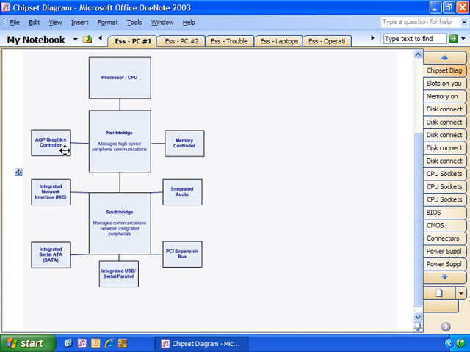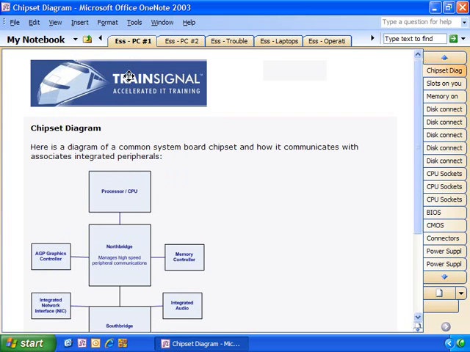So all those integrated peripherals talk to the South Bridge. All the little bit more important peripherals or components, I would say, talk to the North Bridge. So there's the AGP graphics controller and the memory controller, and those talk directly to the North Bridge, and the North Bridge talks to the processor or the CPU. So the chipset is what defines this logic and provides this sort of communication on the motherboard.